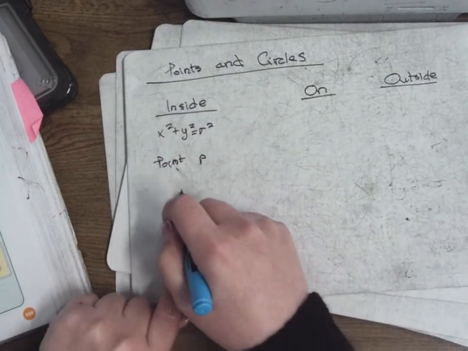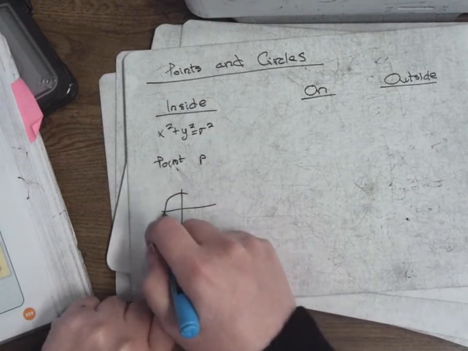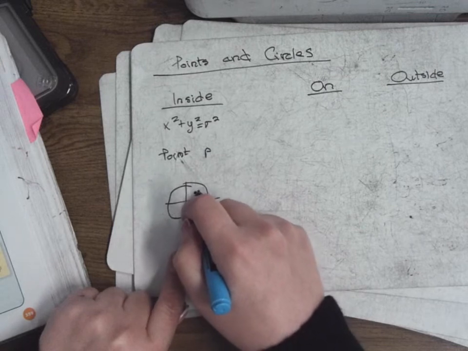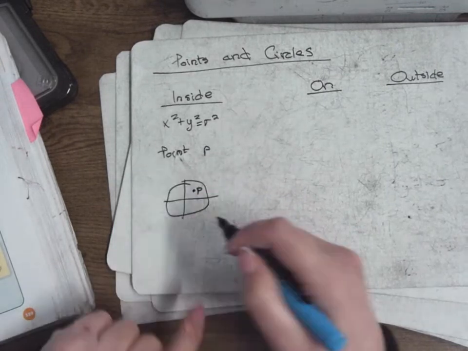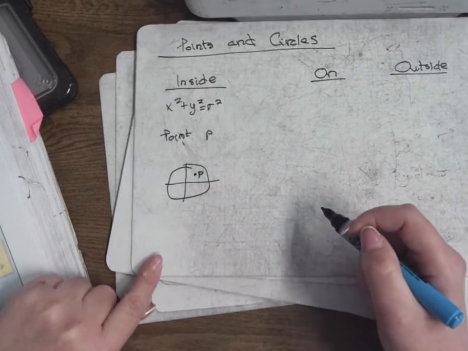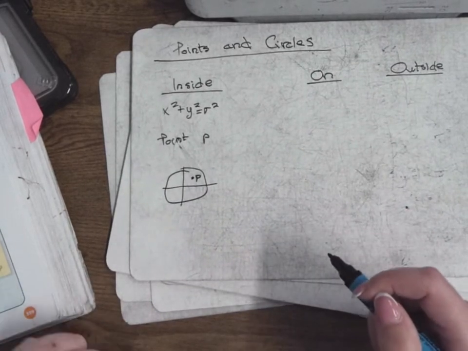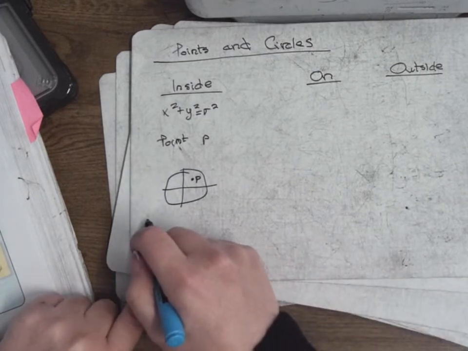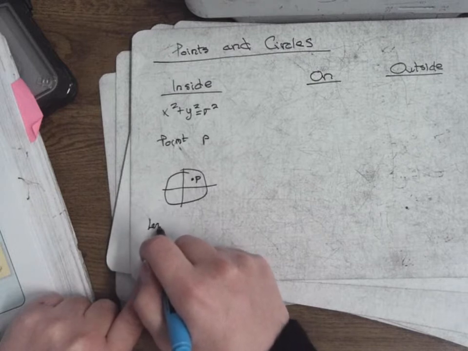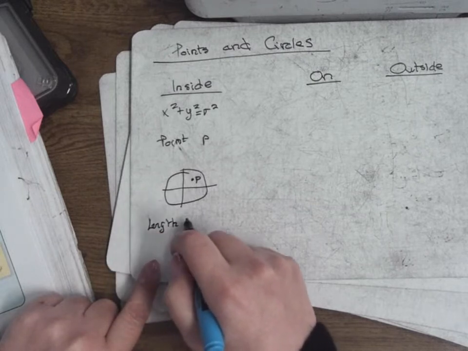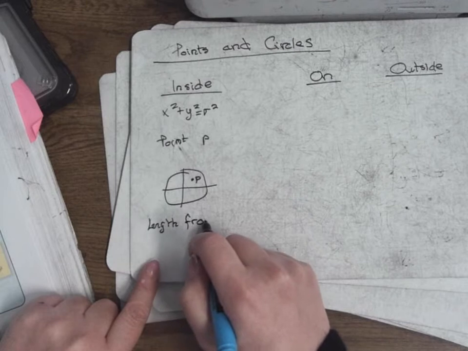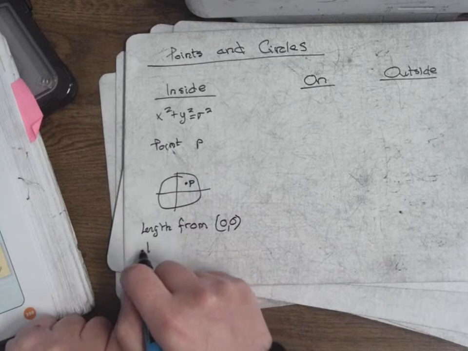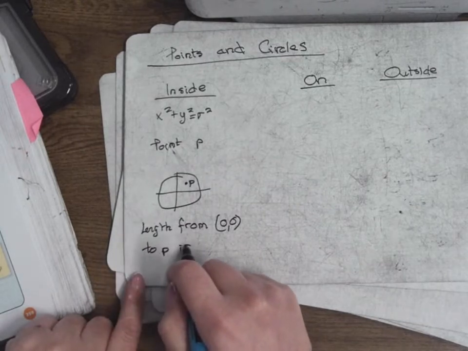So you'll have your circle, and you'll have P. P is somewhere inside the circle, okay? And you have to prove it without drawing it. So to prove it without drawing it, the length from the center, which is 0, 0, to the point P is less than the radius.